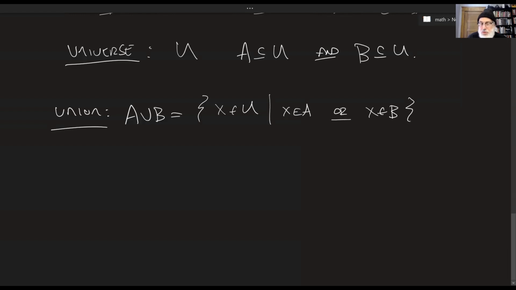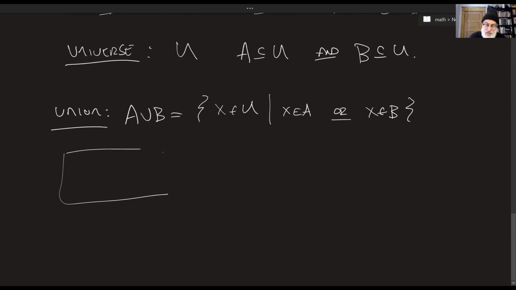Now this or symbol, I'm just going to write out ors and ands throughout this video. In symbolic logic, or is a sort of V, which corresponds to the union symbol. I won't be using the V, I don't want to confuse it. So I'm just going to write or. For an element to be in the union of two sets, it has to be in one or the other set.